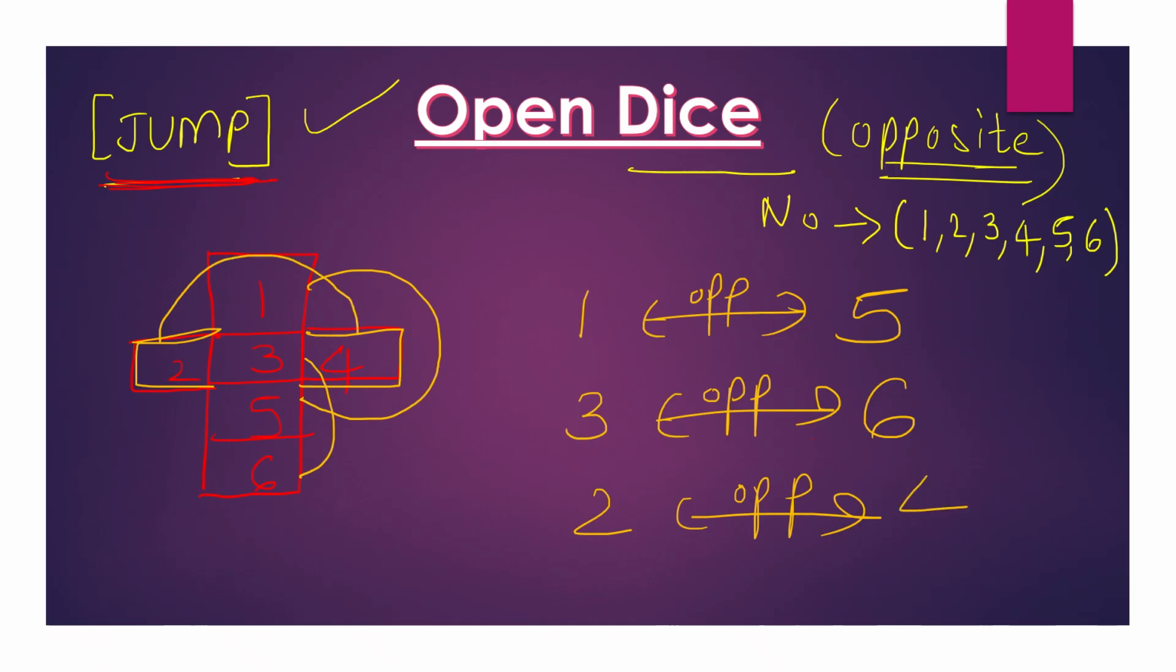So opposite of 2 will be 4. And if they ask what is the opposite of 5? It will be 1, right? What is the opposite of 6? It will be 3. What is the opposite of 4? It will be 2. So it is vice versa also. Remember that. Students, understood? So this is the open dice.